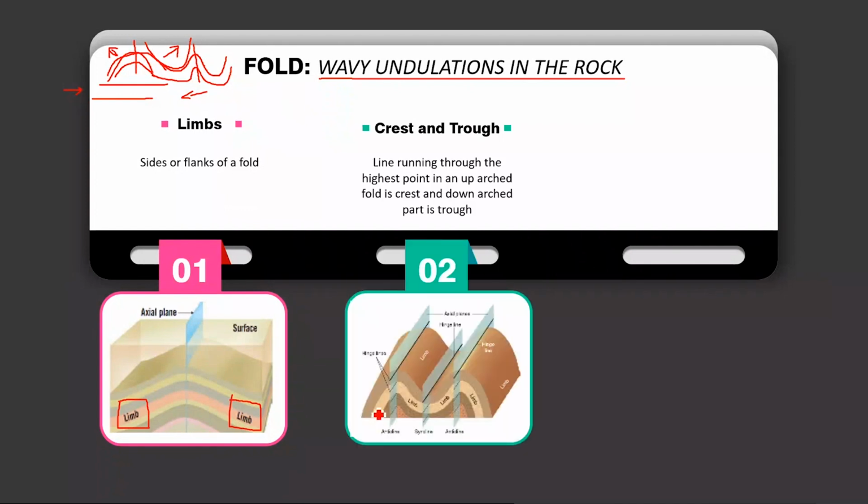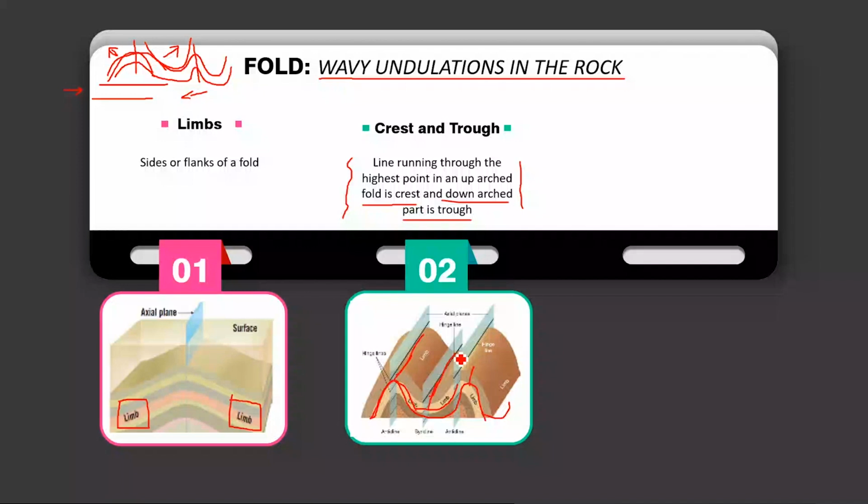The limbs have either a crest or a trough. So it will have a crest portion and then a trough portion. So it is basically successive crest and trough portions. This is one crest, this is one trough, then this is another crest, then there will be another trough. The line running through the highest point in an up-arched fold is the crest, and the down-arched part is the trough.